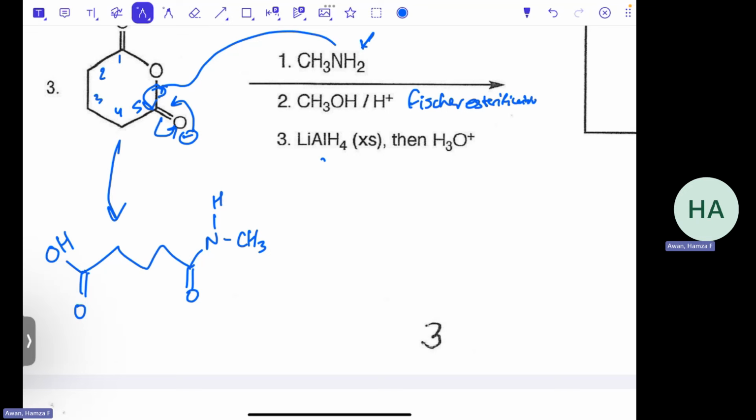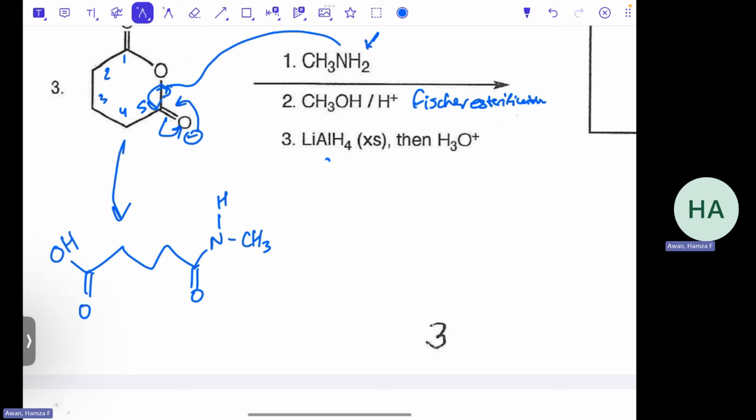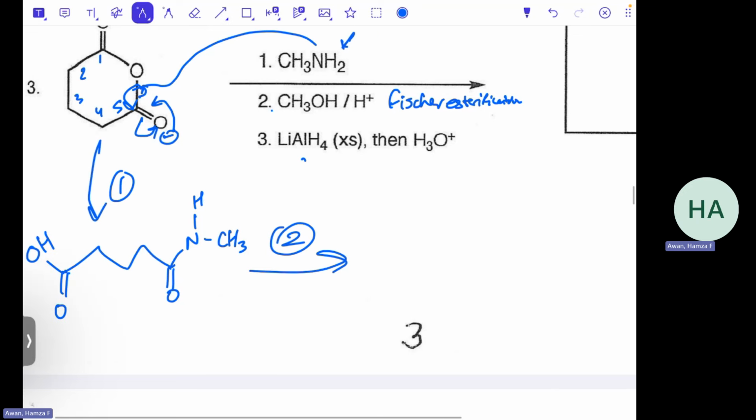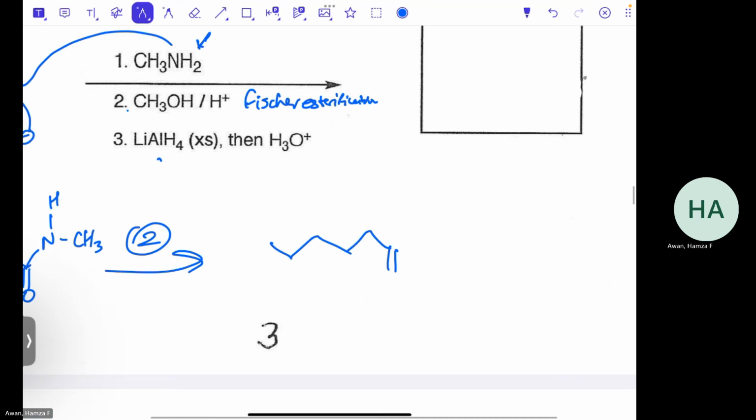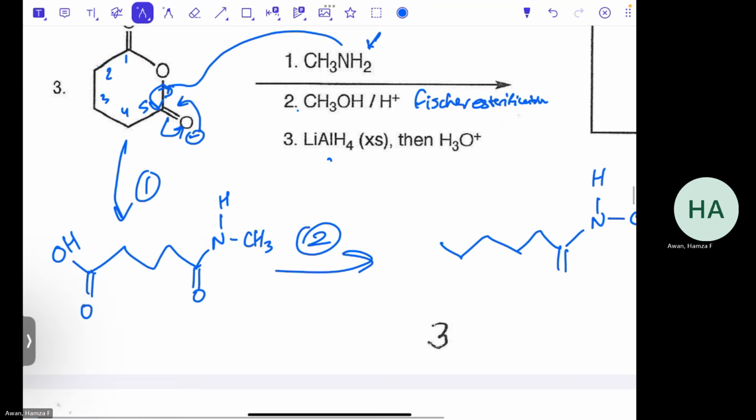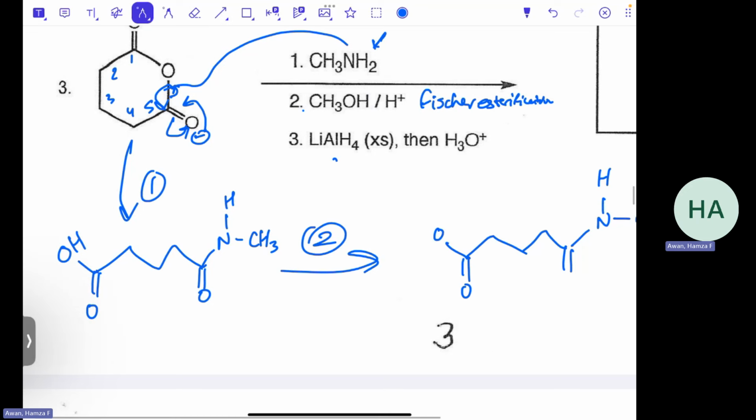So whenever we have Fischer esterification, we're going to have the alcohol attack the carboxylic acid, and that's going to cause the carboxylic acid to become an ester with the group that it's attached to. So our second step is going to be to have this same thing, and then our O, and then this oxygen, the same OH, but it's going to become an ester, so it's going to be OCH3.